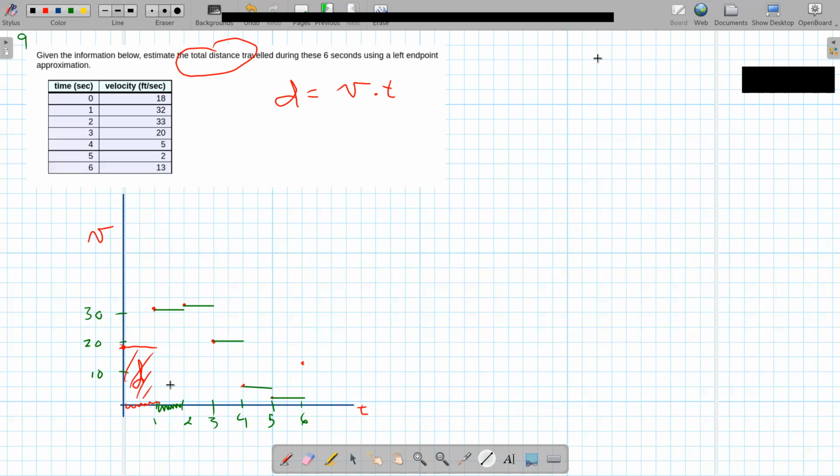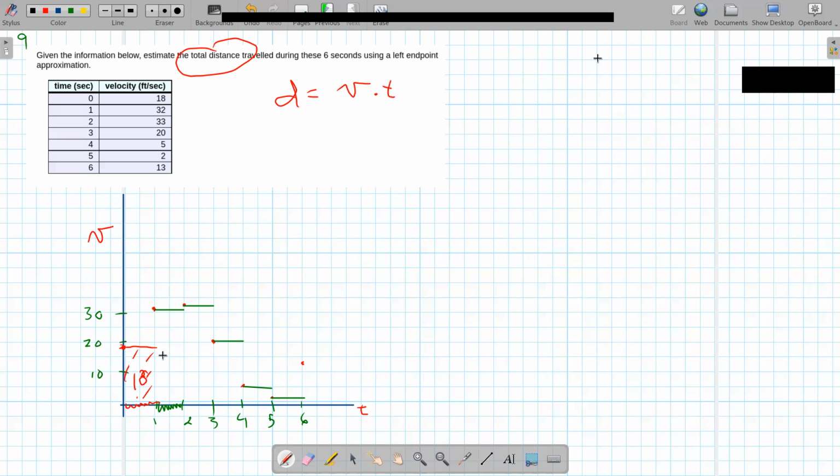1 times 32 is 32. So this distance is going to be 32. Oops. Switch colors. Actually, let's erase a little bit here. So again, the area in here is 1 times 18, which is 18. Right, because time times velocity, this is the velocity axis, gives me this area, which is also the distance.